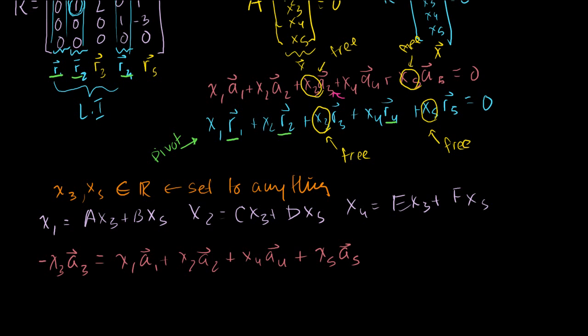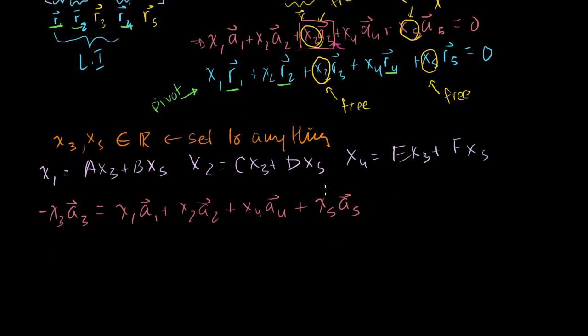All I did is this salmon colored statement here is just another rewriting of this equation right here. And all I did is I subtracted this term right here, x3 a3, from both sides of the equation. Now, x3 is a free variable. We can set it to anything we want, and so is x5. So let's set x3 equal to minus 1.